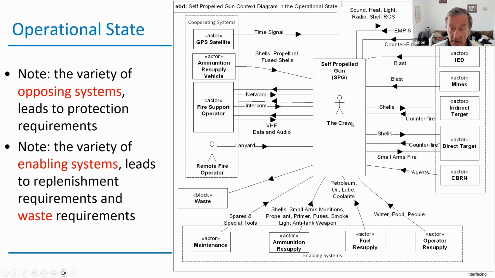The crew does have some maintenance, but actually they might have to bring in some extra spares and special tools whilst operational. You might run out of ammunition, so there's going to be ammunition resupply. And look, there's lots of different types of ammunition that is needed. There's fuel resupply, which also includes lubrication and coolants. And also, you may be operational for days on end. So you're going to need water and food.